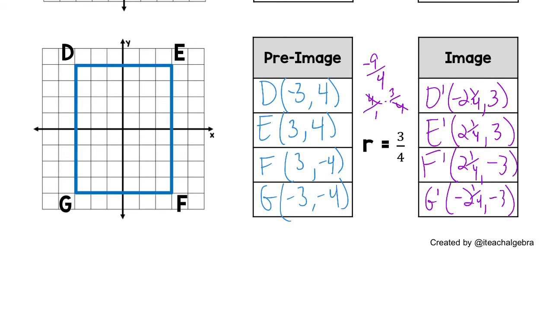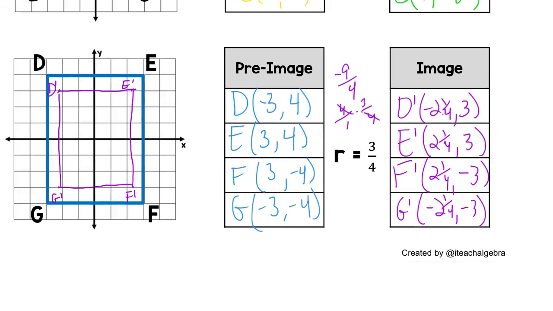Let's plot our points. D prime, -2 1/4, and 3 up. That's D prime. E prime, +2 1/4, and 3 up. F prime and G prime. When we connect these, oh so gingerly, yours are hopefully better than mine. There we go. And that's the new rectangle.